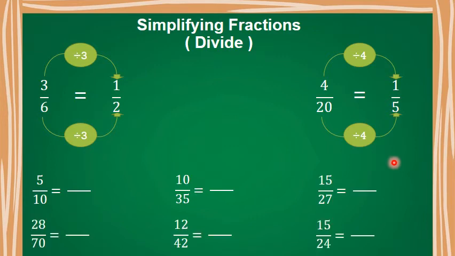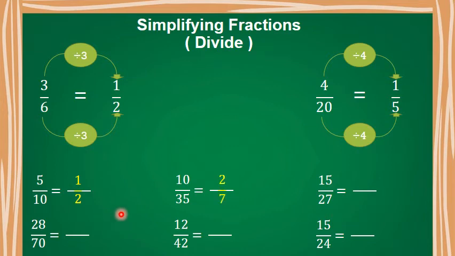Yeah, let's see some examples. 5 over 10. 5 and 10, in which timetable do they exist? In timetable 5, sure. So I divide 5 divided by 5 and 10 divided by 5. We will get half.